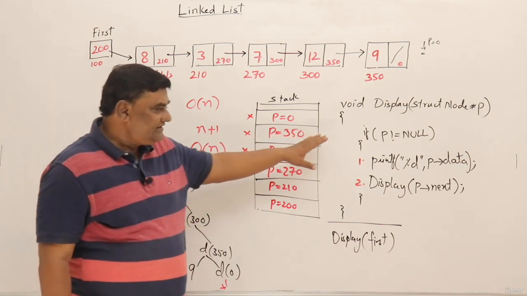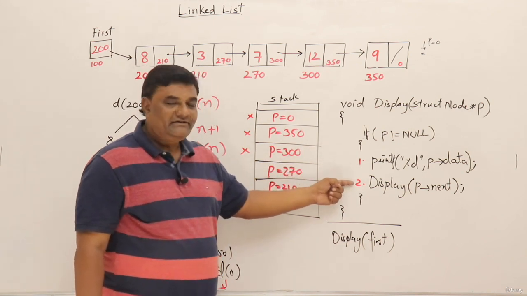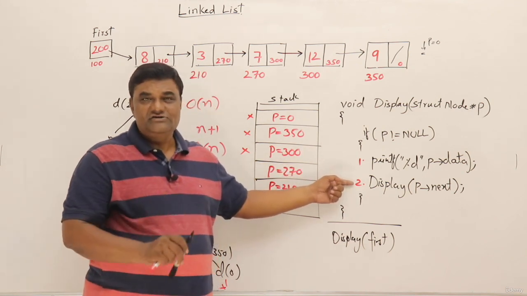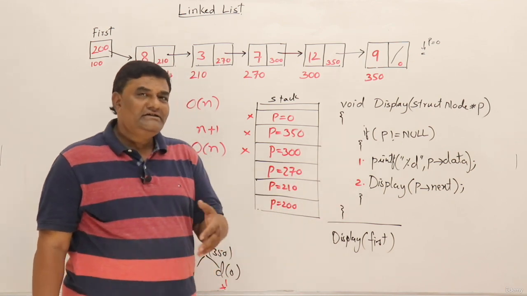Now I will make changes in this display function. It is printing, then calling itself recursively. I'll just change the order. First let it call recursively, then print. Then let us see what happens.